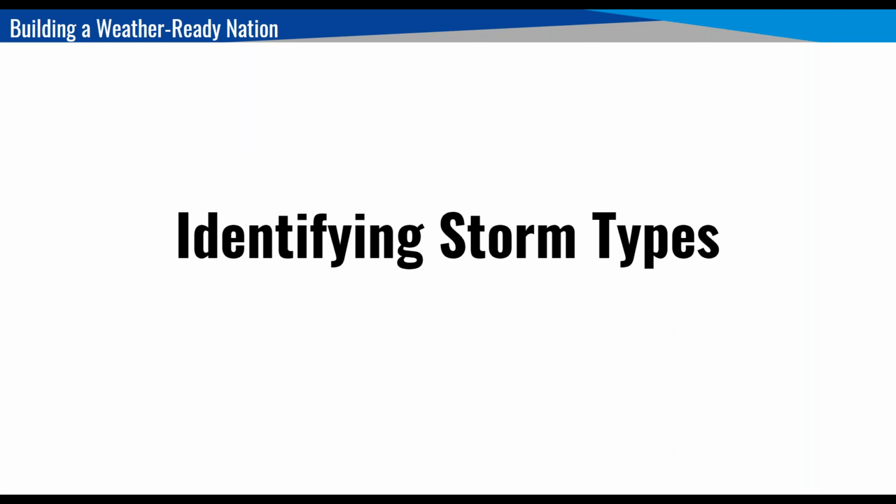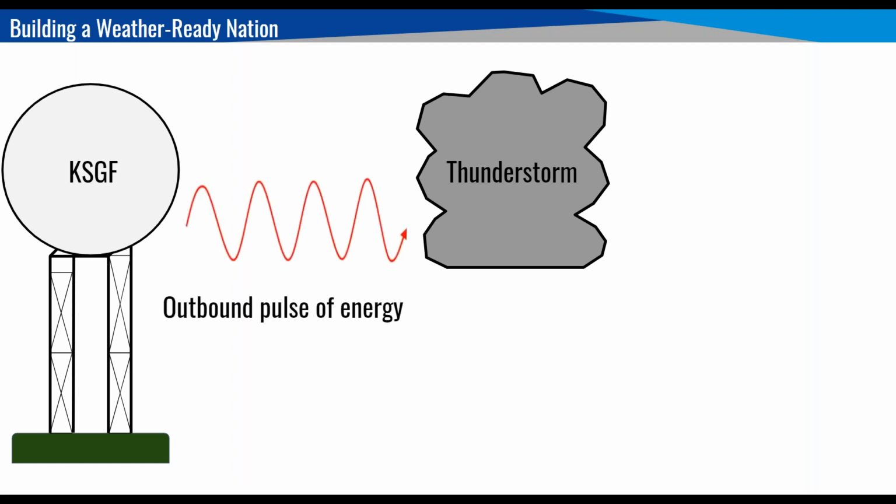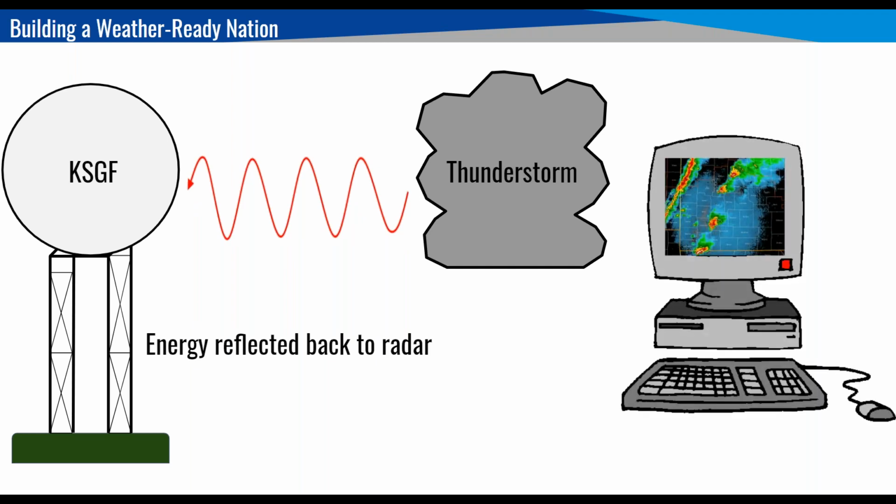The next section here, we'll be focusing on identifying different storm types. Before we delve into the different storm types, the National Weather Service here, we have a radar that we use to look at the different thunderstorms. So what does the radar do? Well, it sends an outbound pulse of energy that hits the thunderstorm. And after it hits that thunderstorm, the energy is reflected back to the radar. And voila, there it is. We are able to see that particular thunderstorm on radar and how it appears.